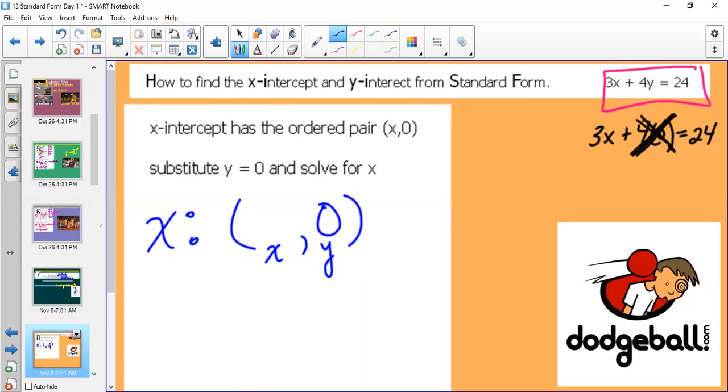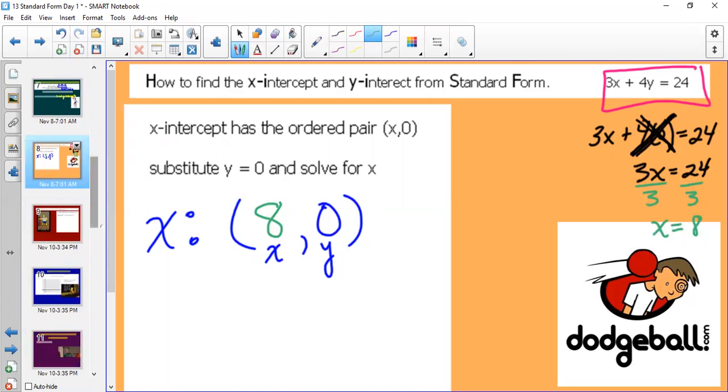So a lot of times if we're finding the x-intercept, we want just x in the end. We want the y term and its coefficient to go away. So we plug in a 0. And so this is really our equation: 3x equals 24. That's a really easy one to solve. Divide by 3, and we get our x to be 8. So our graph crosses the x-axis at 8.